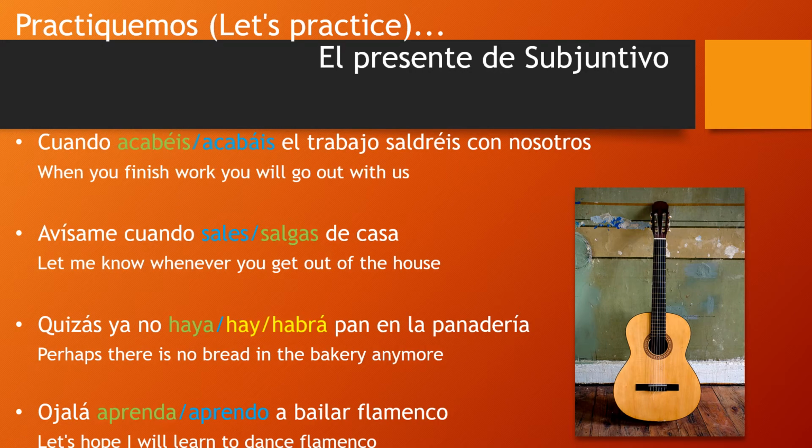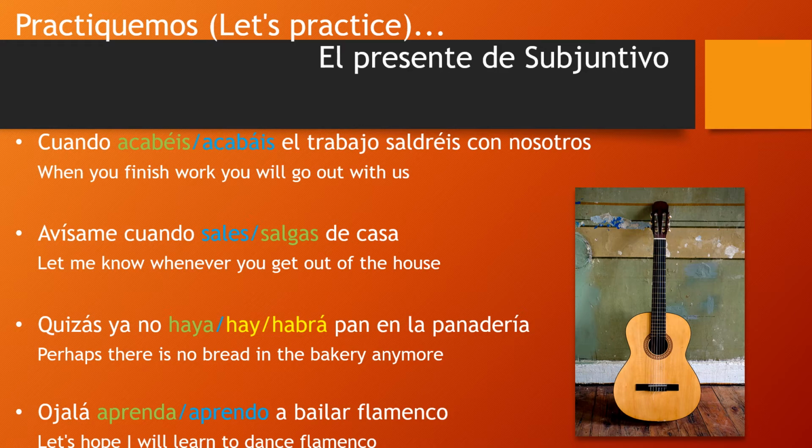So, first example, cuando acabéis el trabajo saldréis con nosotros. Whenever, again, that cuando, whenever you finish, we don't know when, you will go out with us. We use the subjunctive because we're not sure, we're uncertain, and it's depending on you people, okay, acabéis. The other one would be the indicative. If we were certain they will end at a certain time, cuando acabáis a las 5, we would use the indicative, but we don't know. It's in the future, it's a possibility, we're not sure. Subjunctive then.